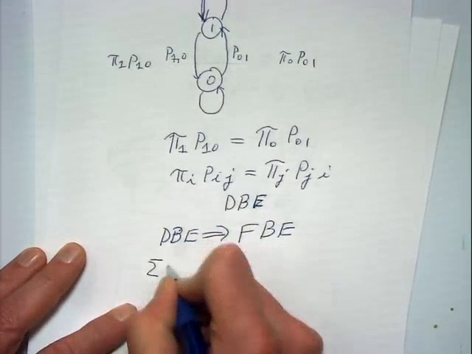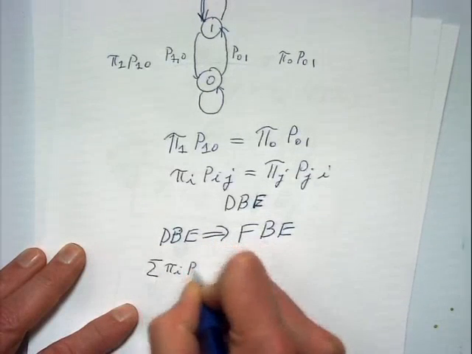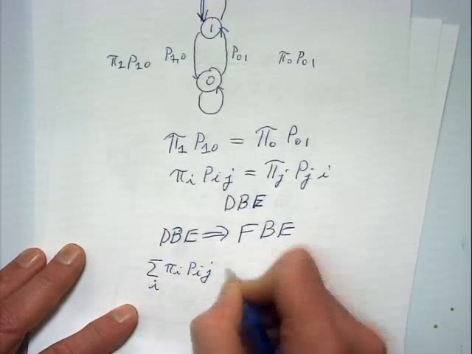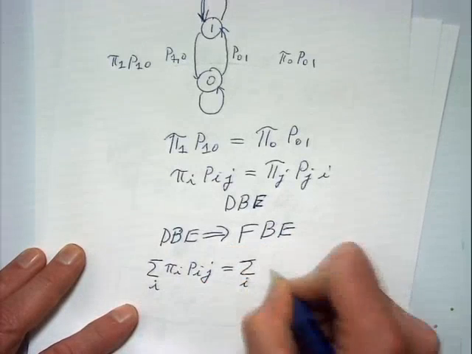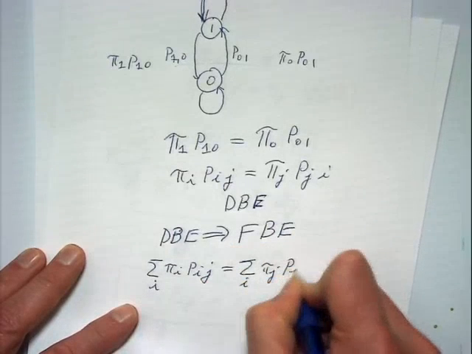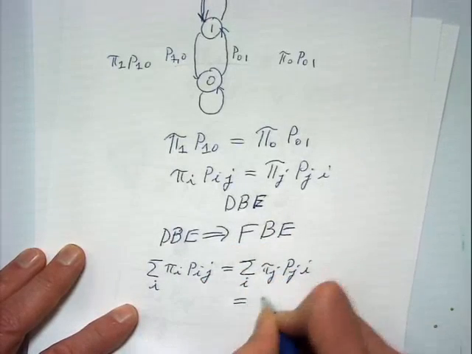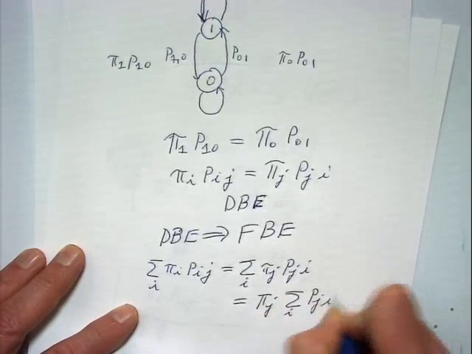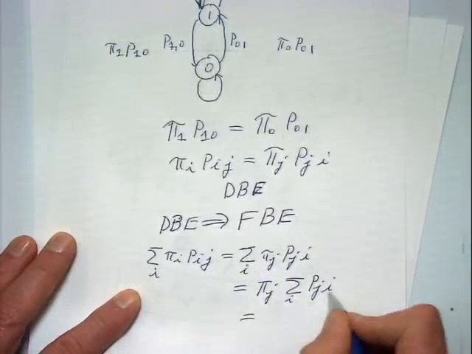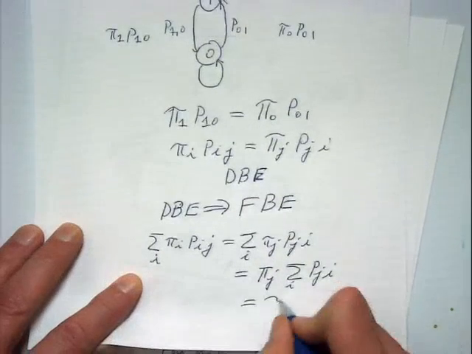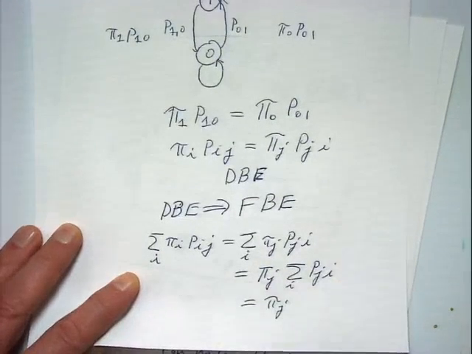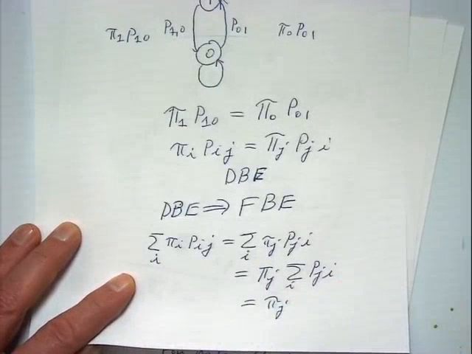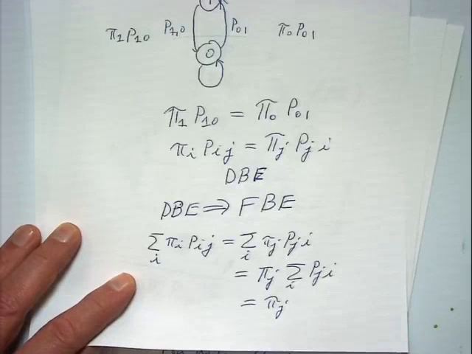You just sum pi i times pij over i. Well, that's equal to the sum over i of pi j times pji. But that's equal to pi j times the sum over i of pji, right? But this thing is 1. So that's just equal to pi j. And those are the full balance equations. So the detailed balance equations imply the full balance equations, but they are a stronger set of equations that hold when the Markov chain is reversible.